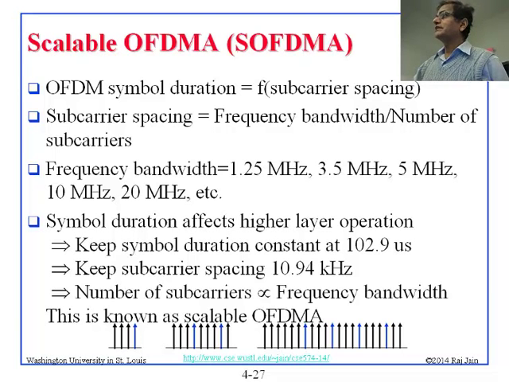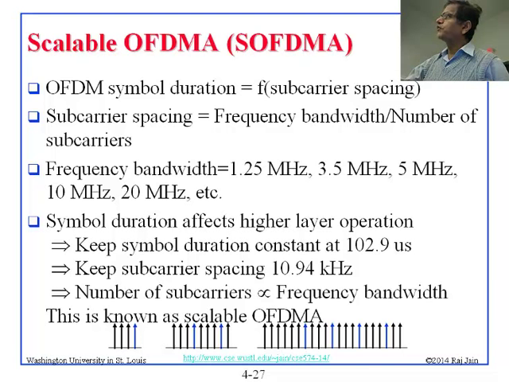And similarly, I haven't checked what is in 11N. So they keep whatever frequency spacing they select, and that fixes the symbol duration, right? And they just change the number of carriers. The number of carriers depends upon how much spectrum is available.